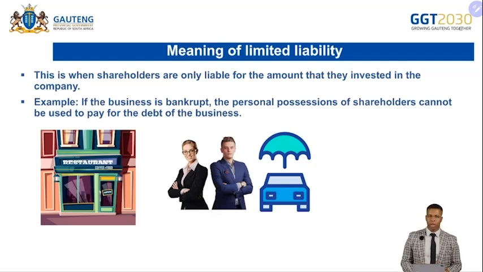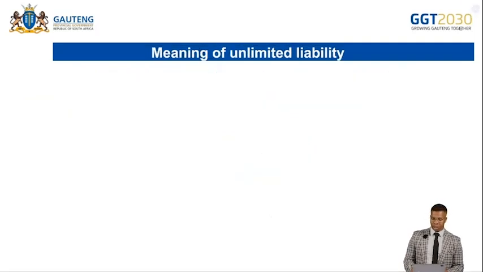So what we actually mean is that they are only limited to the 100,000 you have invested in the form of buying shares. They cannot start thinking about selling the personal assets of the shareholder to pay off the debt of the business. So that's what we mean with limited liability. The liability is limited to the amount invested in the company in the form of buying shares.